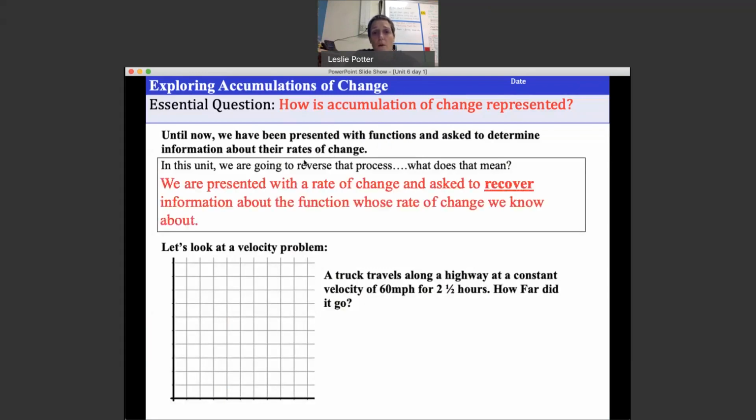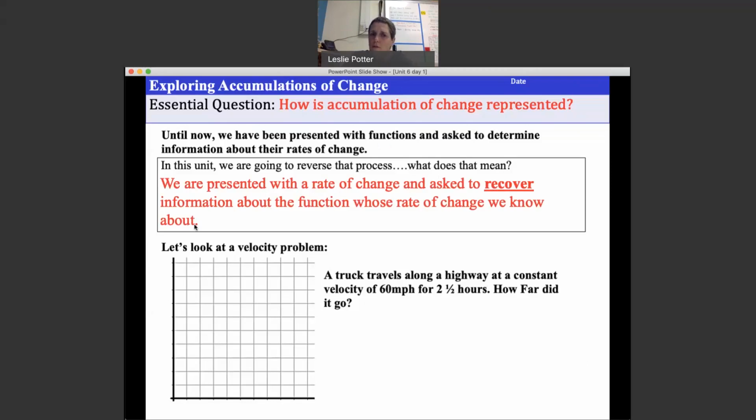In this unit, we're going to reverse that process. So what does that mean? That means we are going to present you with a rate of change. So we are going to give you the derivative, and we're going to ask you to recover some information about the function whose rate of change we know. So think of it as, I know what f prime is, now I have to tell you about f.